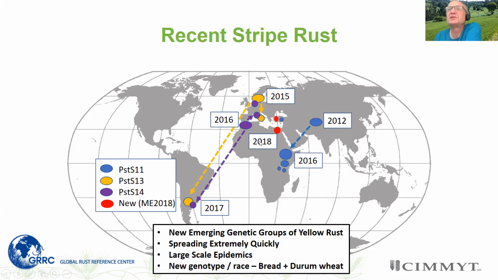Worryingly, there's been a new genotype, a new race, picked up in Egypt in 2018. This was also now being picked up in Turkey. This one's affecting both durum and bread wheat. So I think this is another one that we need to be watching out for in the future.